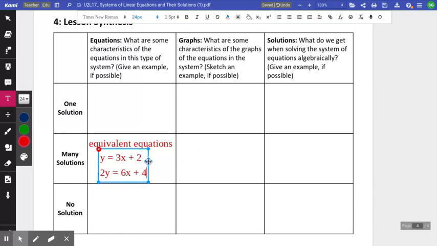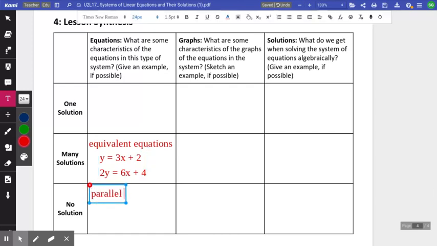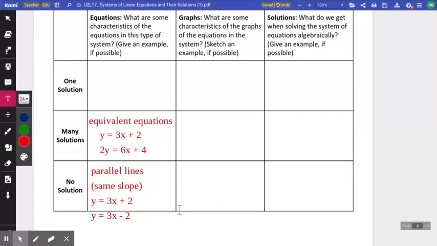Those are equivalent equations. No solution, we said, are going to be parallel lines, meaning they have the same slope and different y-intercepts. They aren't completely equivalent, just the slopes are the same. So if I picked a similar equation to that first one here, y equals 3x plus 2, remember your slope is that 3 right there with the 3x. So that second equation would have to have the same slope, but a different y-intercept. So maybe a -2 instead of a +2.